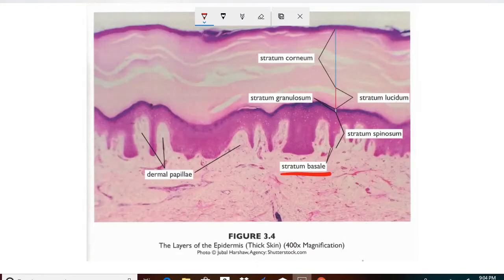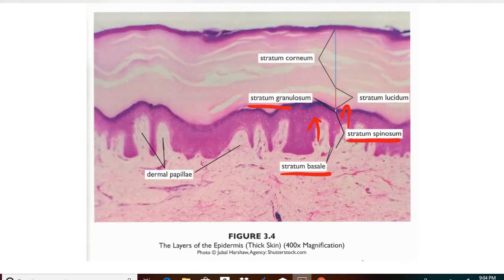So the first two layers: the deepest layer is the stratum basale, and then the layer next to that is the stratum spinosum. Both layers contain melanocytes, and both layers do mitosis, and then as they are reproducing, those cells get pushed upward into the other layers.